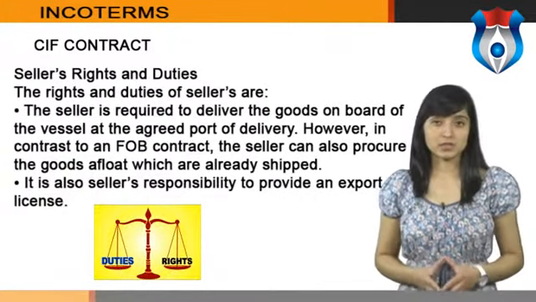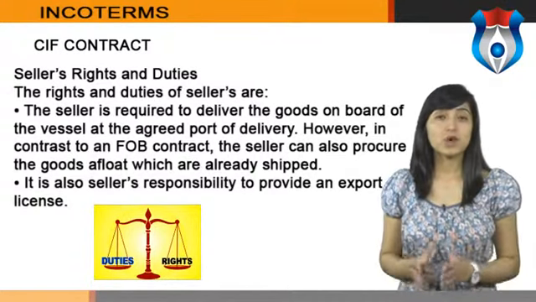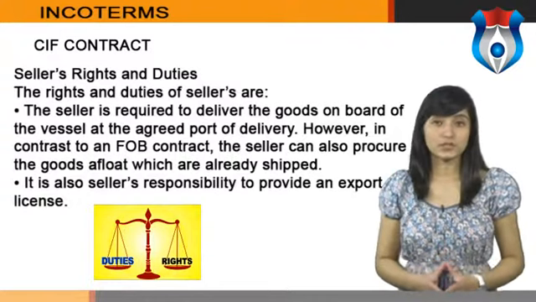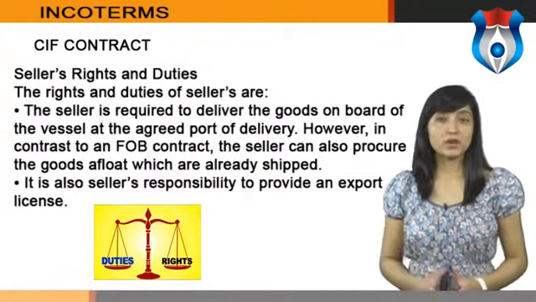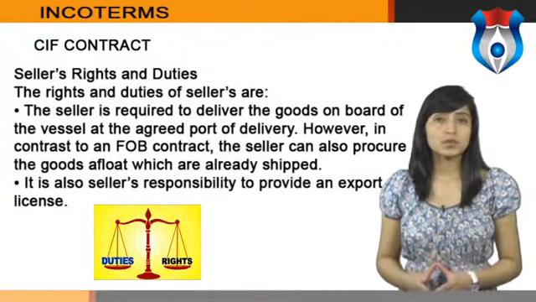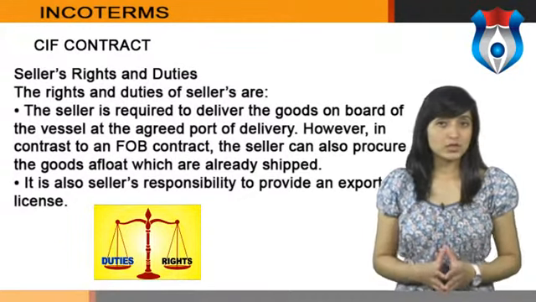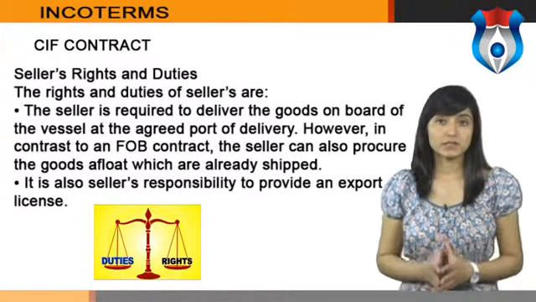Seller's rights and duties. The rights and duties of sellers are: the seller is required to deliver the goods on board of the vessel at the agreed port of delivery. However, in contrast to an FOB contract, the seller can also procure goods afloat which are already shipped. It is also the seller's responsibility to provide an export license.